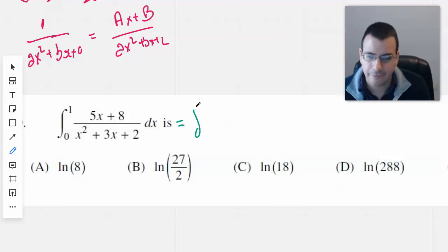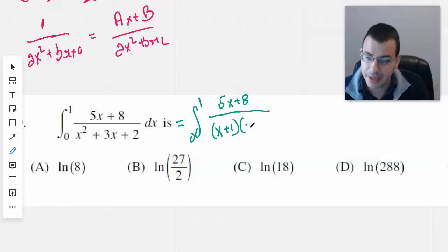Equals integral from 0 to 1 of (5x + 8). Maybe a little bit slower, a little bit more controlled. (x + 1)(x + 2). Does that look good? 2 plus 1, 3. Yep, I'm good with this.